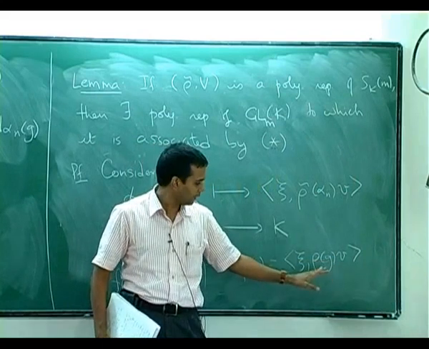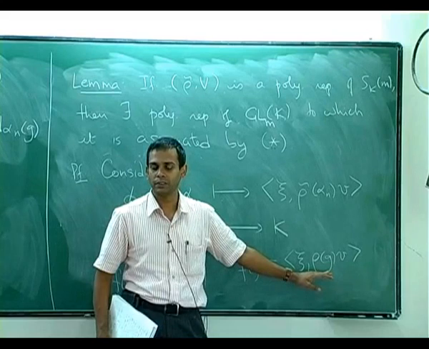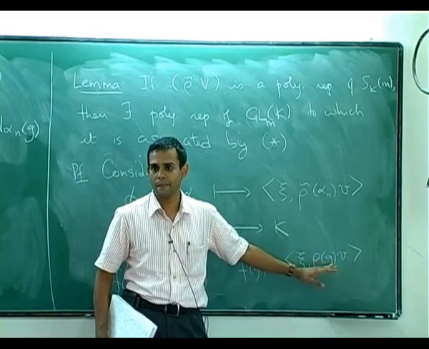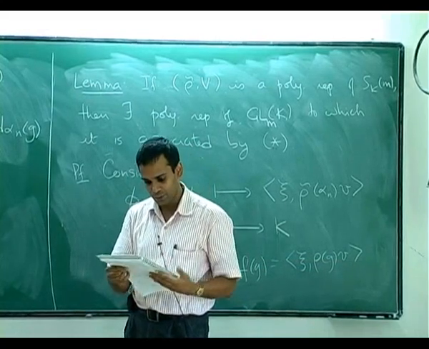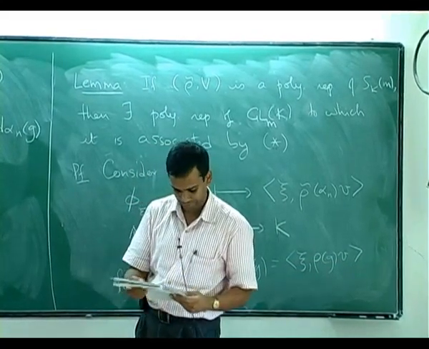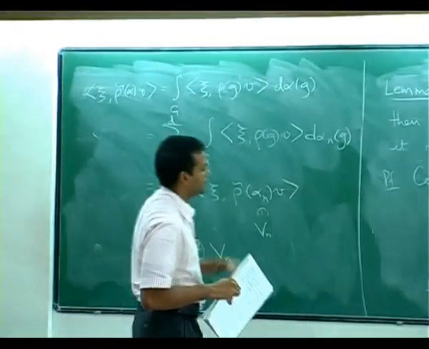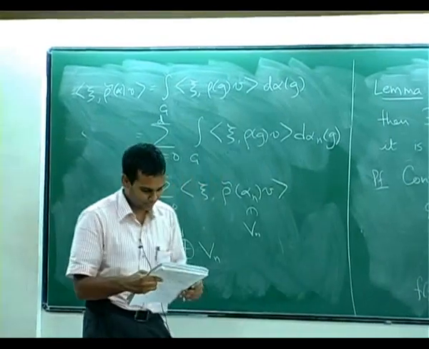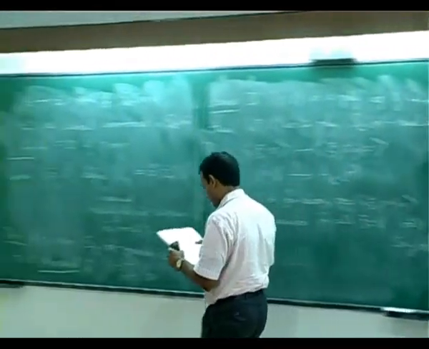Now I need to check that rho is actually a representation. That means rho of x y should be rho of x composed with rho of y. And that again is one of those proofs that just goes through. You need to just find the right way to get started. I'll do that quickly.